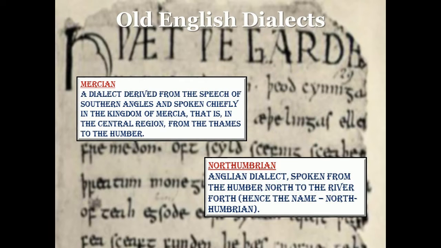Mercian, a dialect derived from the speech of southern Angles and spoken chiefly in the Kingdom of Mercia, that is, in the central region, from the Thames to the Humber. Northumbrian, an Anglian dialect, spoken from the Humber north to the River Forth, hence the name Northumbrian.